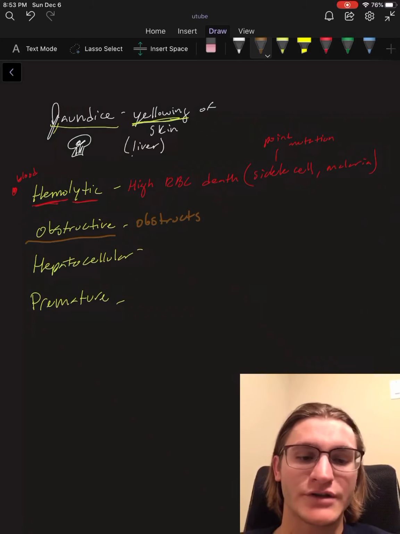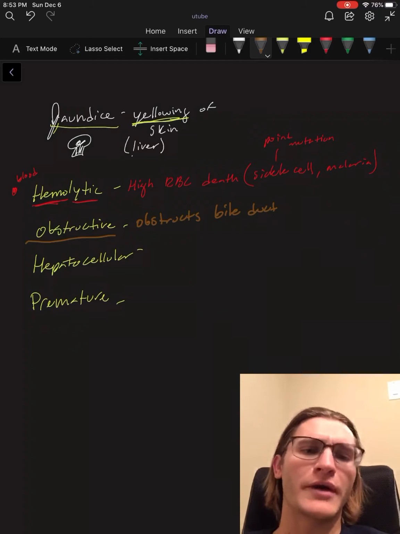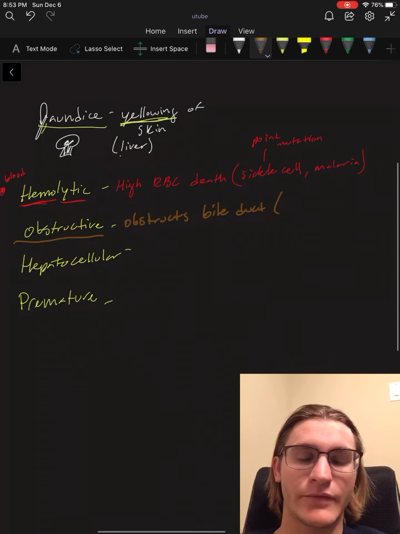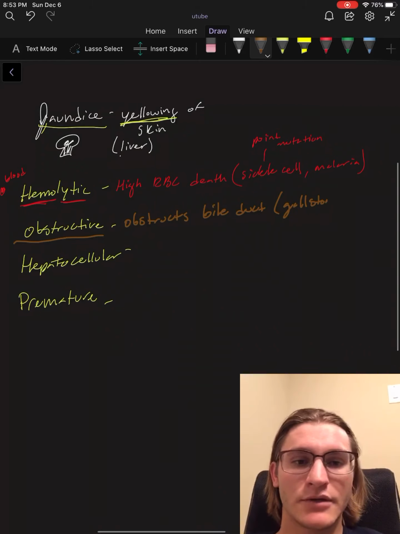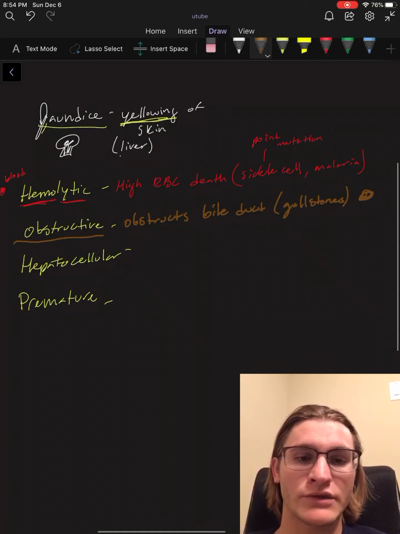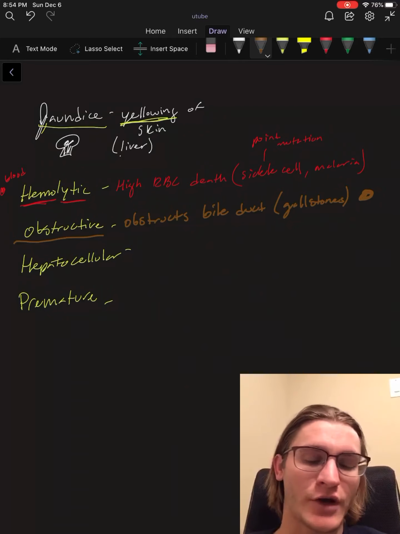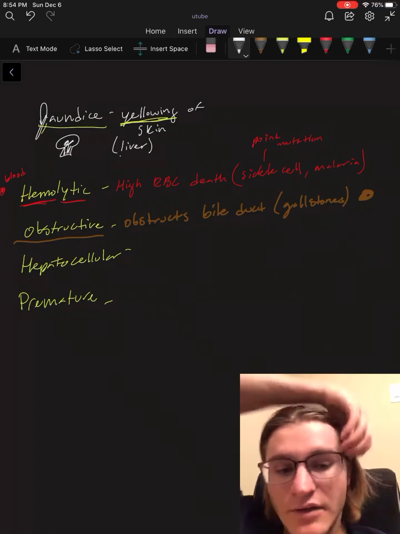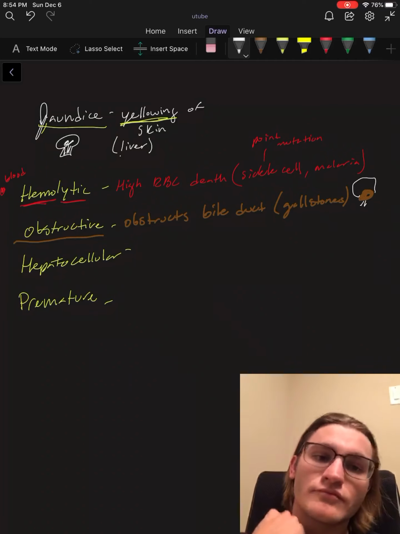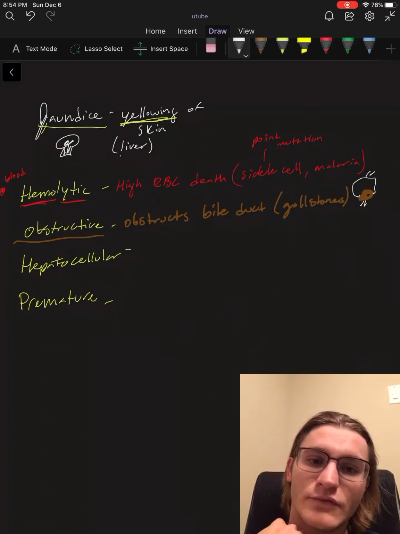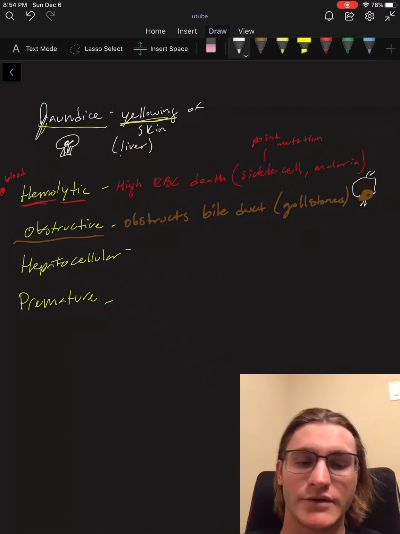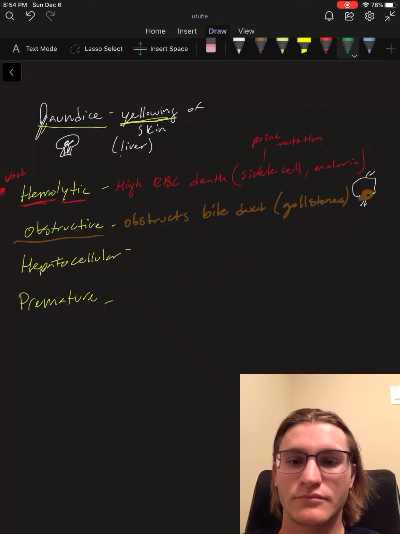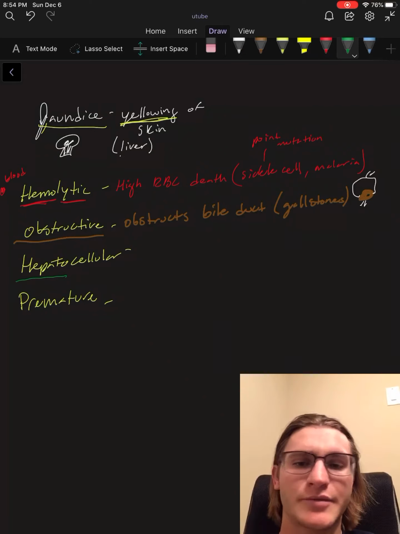Obstructive means it obstructs the gallbladder. So it obstructs the bile duct that leads to the gallbladder, and that's going to form gallstones. I'm sure y'all have heard of gallstones, and that's a painful surgery. And it obstructs the bile duct. And that was pretty easy because it's obstructive.